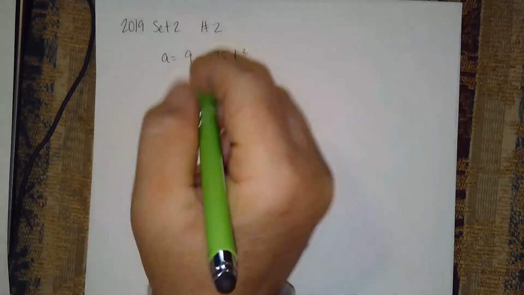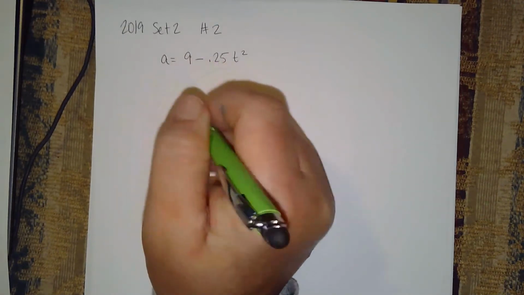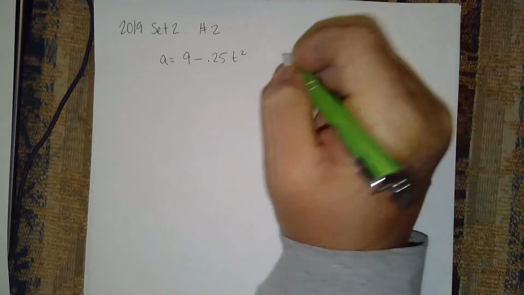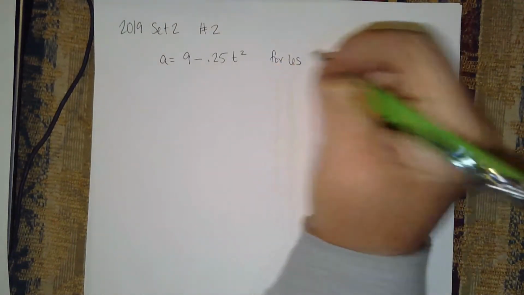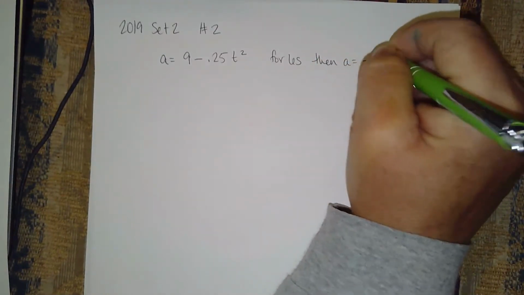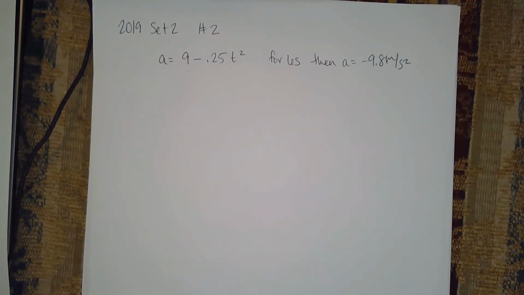All right, just so that I kind of see what's going on, at 6 seconds, so this is for 6 seconds, at 6 seconds my acceleration is going to be negative 9.8 meters per second squared, because then gravity is going to take over and we're going to accelerate toward the ground like that.